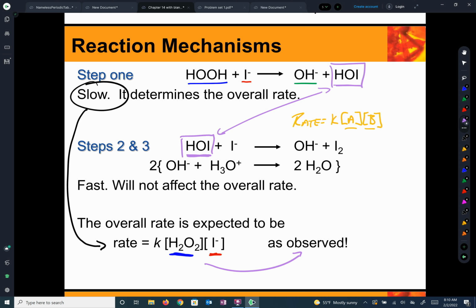So a lot of important things on this slide here. We need to take a look at the slow step. We need to take a look at intermediates, what's produced and consumed in the subsequent steps, okay?